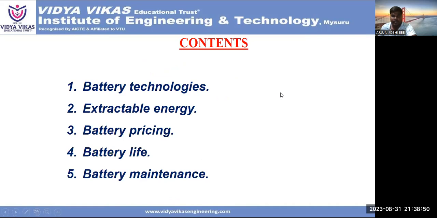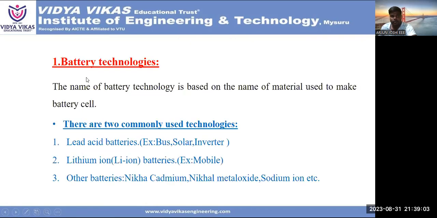First, what are the contents of this video? Let's discuss battery technologies, extractable energy, battery pricing, battery life, and battery maintenance. What do you mean by battery technologies? The name of a battery technology is based on the name of the material used to make the battery cell. There are two commonly used technologies: lead acid batteries and lithium ion batteries.